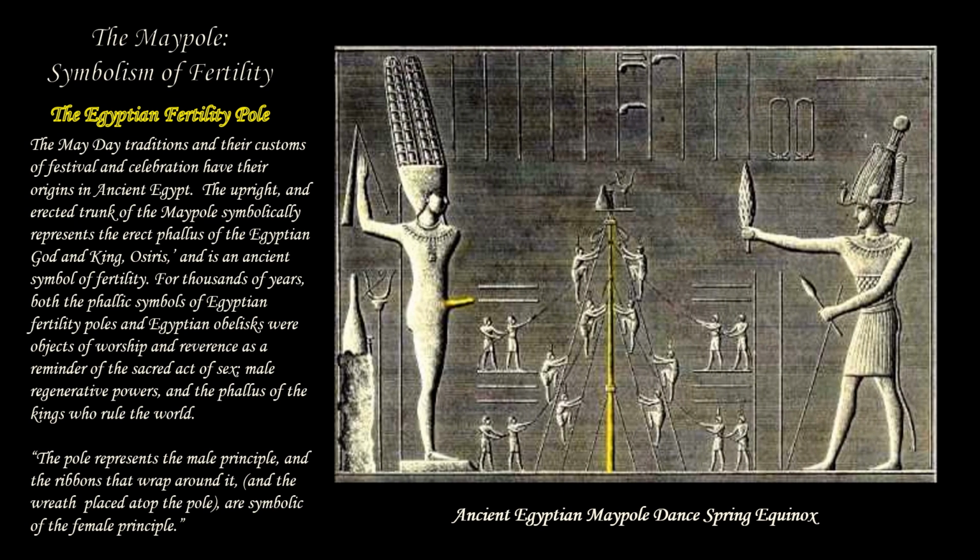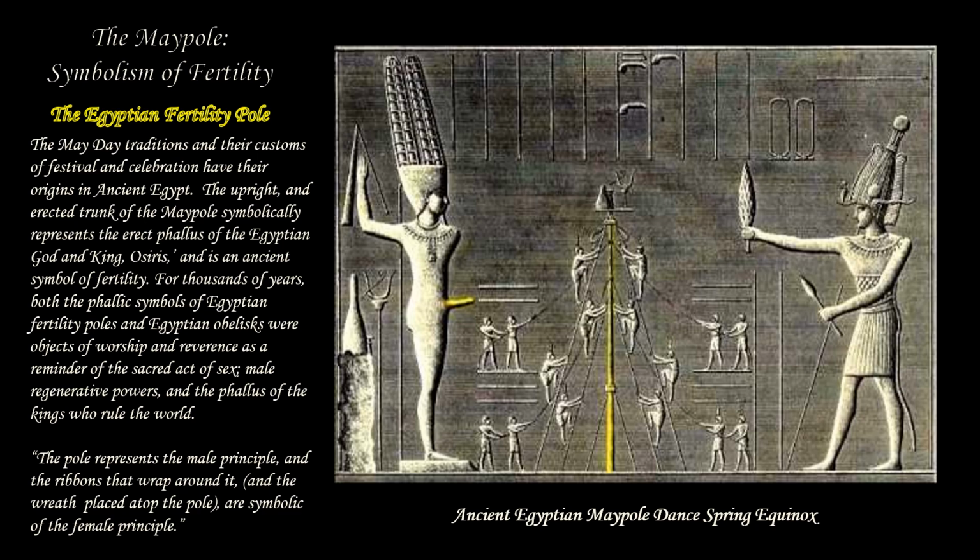The Maypole, Symbolism of Fertility, and the Egyptian Fertility Pole. The May Day traditions and their customs of festival and celebration have their origins in ancient Egypt. The upright and erected trunk of the Maypole symbolically represents the erect phallus of the Egyptian god and king Osiris, and is an ancient symbol of fertility.